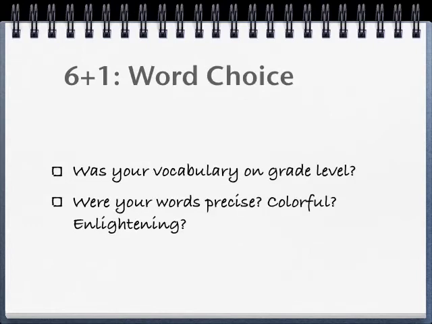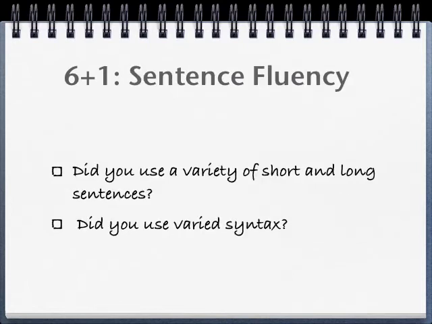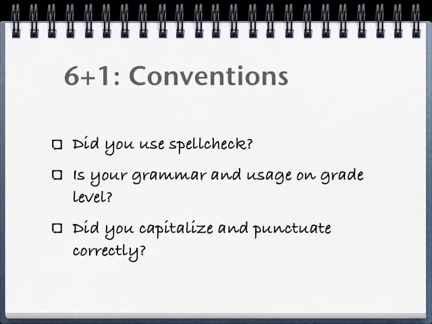With word choice, you need to question, how did your vocabulary come out? Were you on grade level? Were your words precise, colorful, enlightening? Sentence fluency is sort of similar. You're checking to make sure and thinking about, did your sentences vary? Were there syntax differences? Conventions is very simple also. Did you use spell check? Have you checked for your grammar and usage? Were you on grade level? And also, did you capitalize and punctuate?